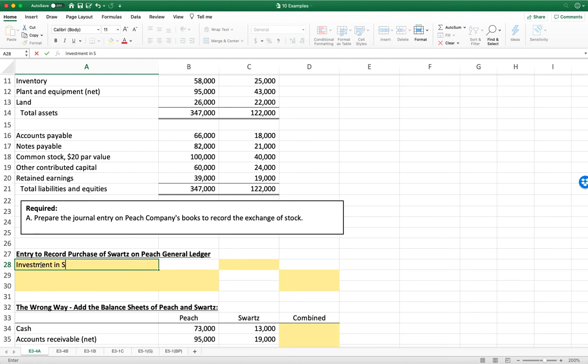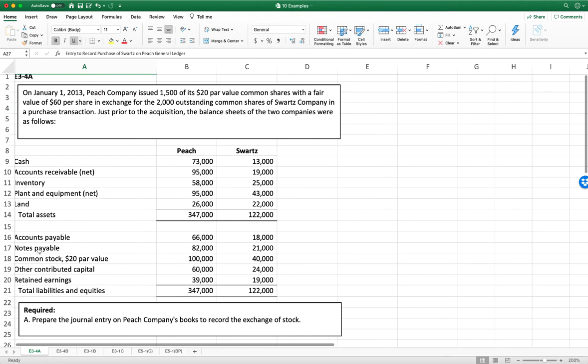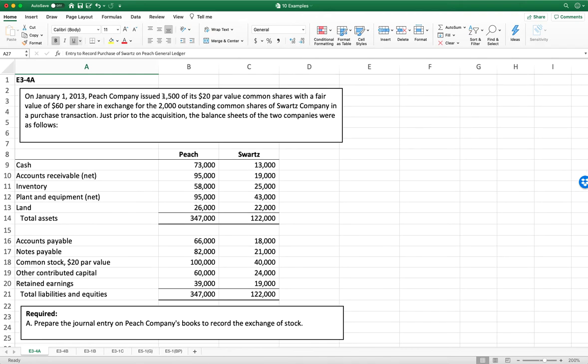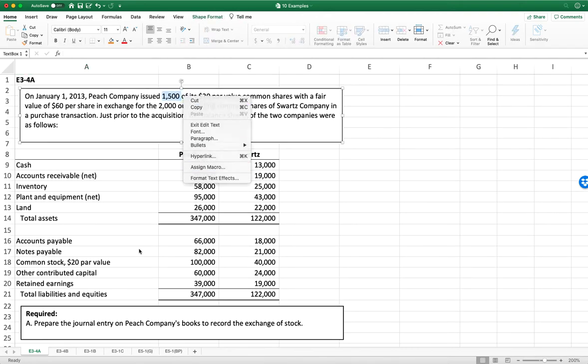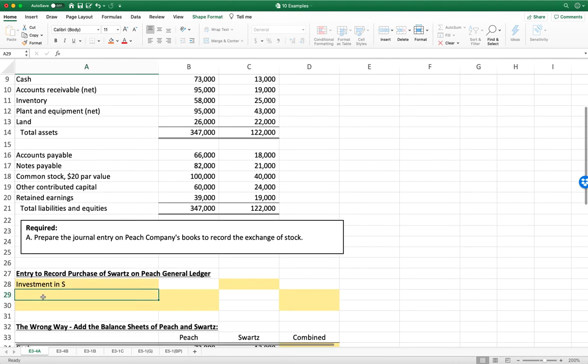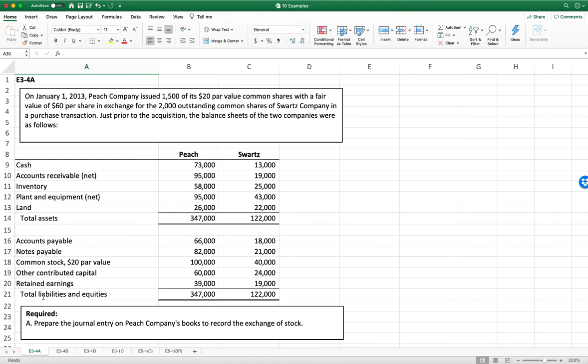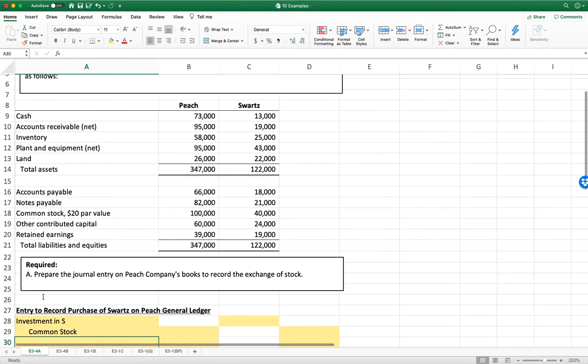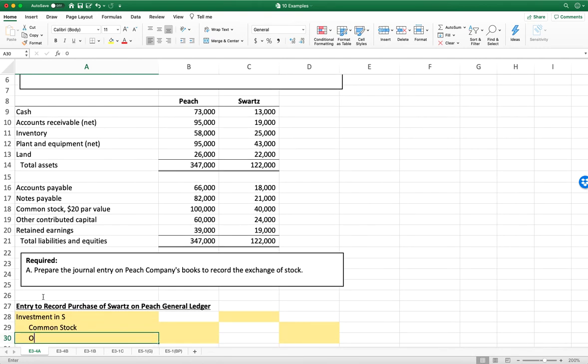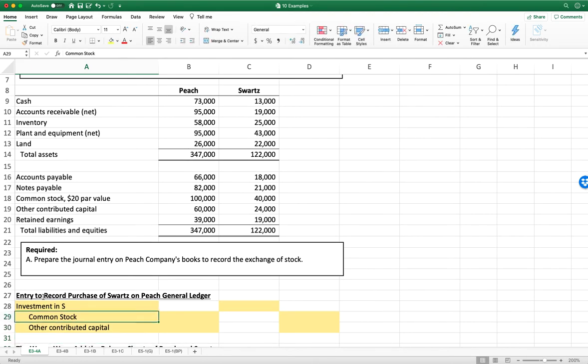And then how are we paying? Well, in this case, we are paying with stock. And so it says we are issuing 1,500 new shares. So whenever we issue shares, we're going to increase our equity account, common stock, and we're going to do that with a credit. And then if we are issuing our stock at a value other than par, so in this case, they told us the fair value is $60 and the par value is $20, we're also going to need to use our other contributed capital account. So just a reminder, this is the same thing as additional paid-in capital.